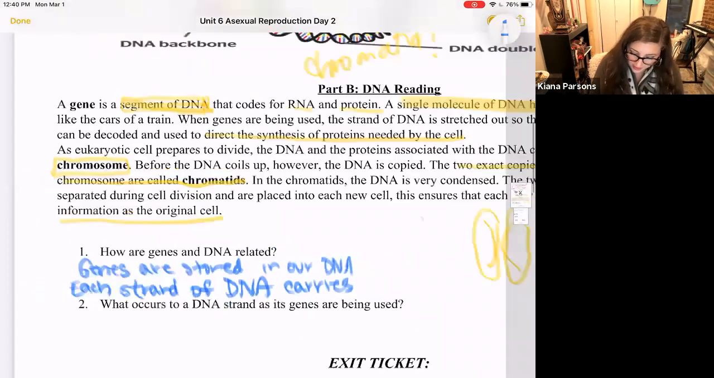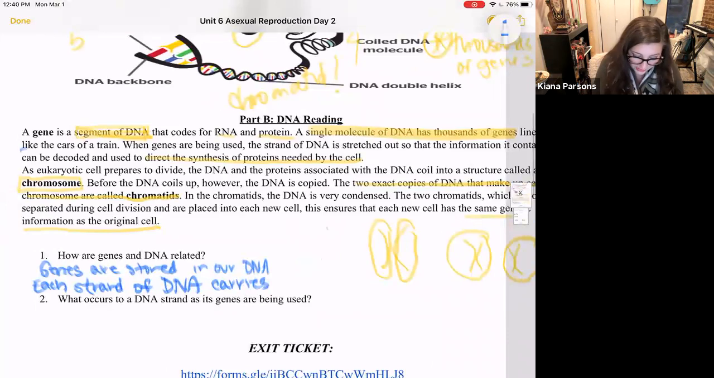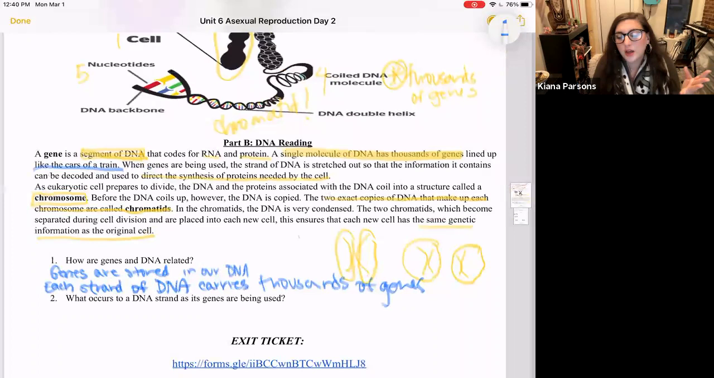Lined up like the cars of a train. And really that's because, and again, we're going to talk a lot more about DNA when we get to Unit 7 and talk about genetics. So it's coming right up after this, don't worry. But it's because our DNA is such a complex molecule.